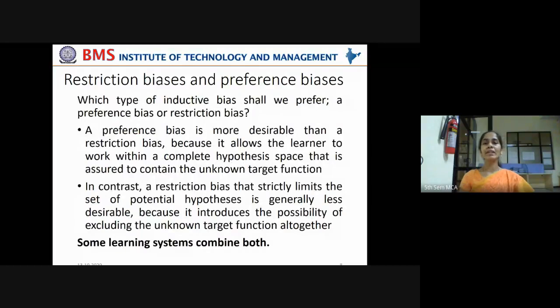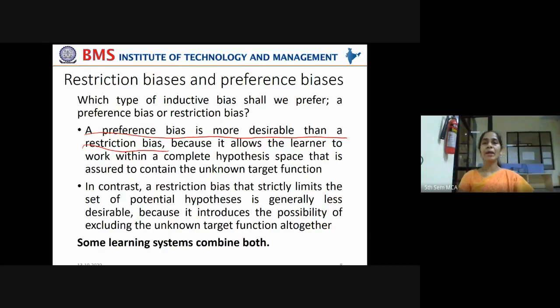Now, which type of inductive bias shall we prefer? Or which type of inductive bias shall we ask the machine learning model to prefer? A preference bias or a restriction bias? Which one? Let's see. A preference bias is more desirable than a restriction bias.